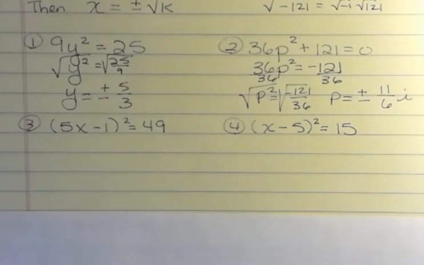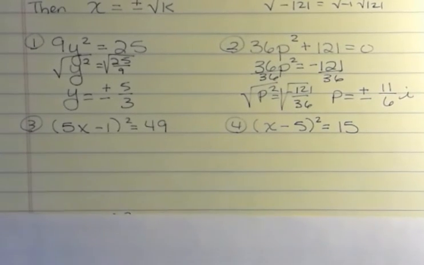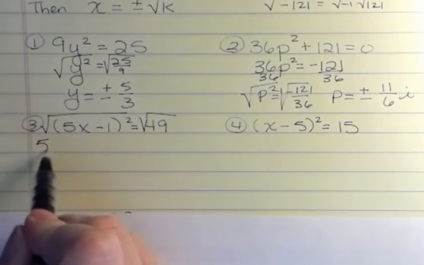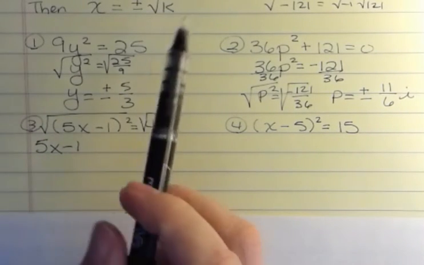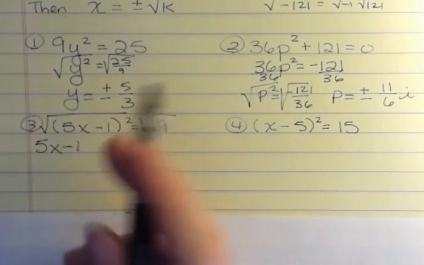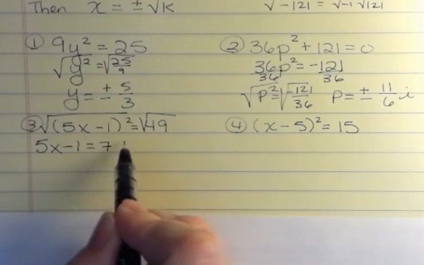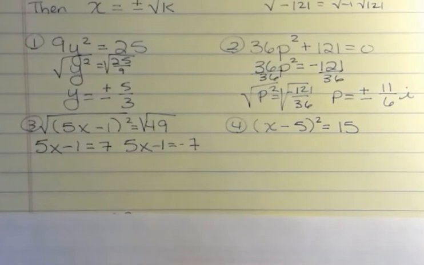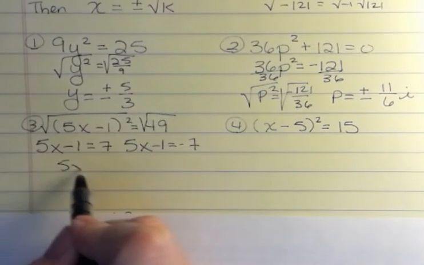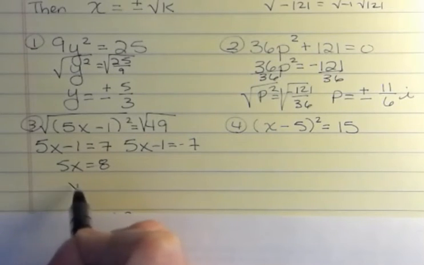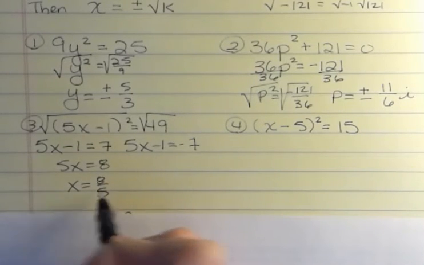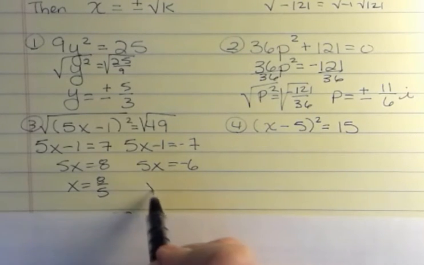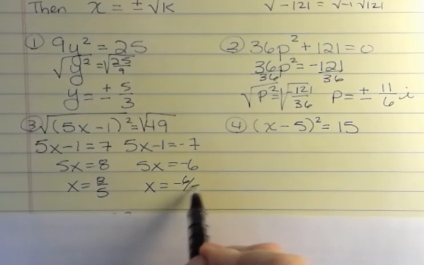Same thing. As long as I have something to the second power, I can take the square root of both sides. When I do that, I get 5x minus 1, but remember, I get plus or minus over here, so I get 7, and I get negative 7. There's my two potential answers. I have to solve both of these. I get 5x equals 8, or x equals 8/5. And down here I get 5x equals negative 6, or x equals negative 6/5.